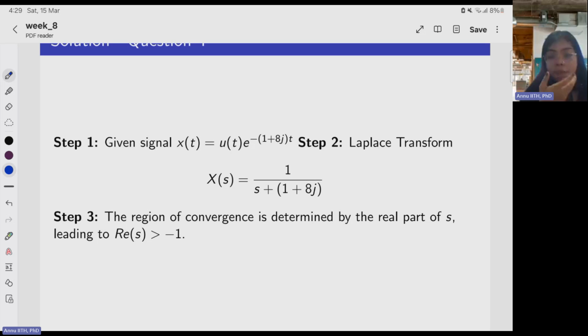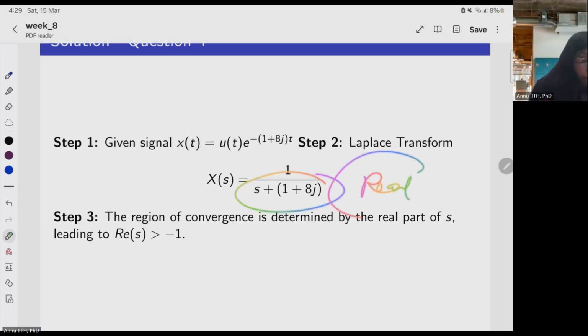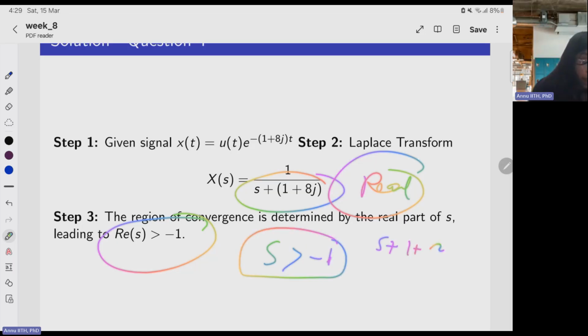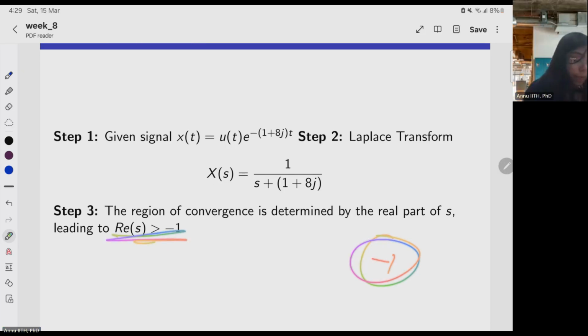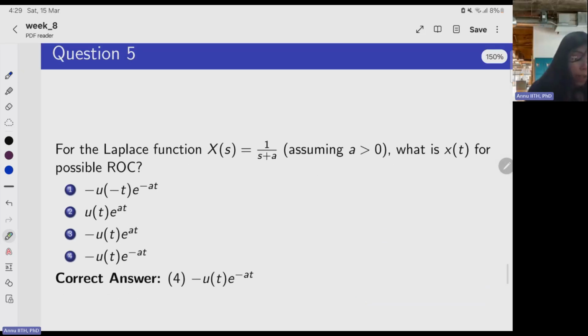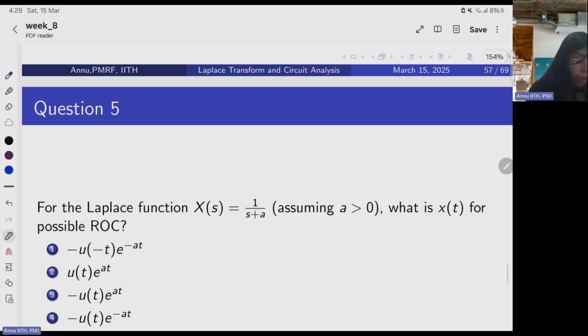So how to find the region of convergence? Simple. The trick is that we take the real part. Real part of a is 1. So the real part of s should be greater than minus 1. Because s plus 1 plus 8j is equal to 0, so s is equal to minus 1 minus 8j. Since the real part of this is minus 1, it is minus 1. Very good question it was. So that's why I have added it here.